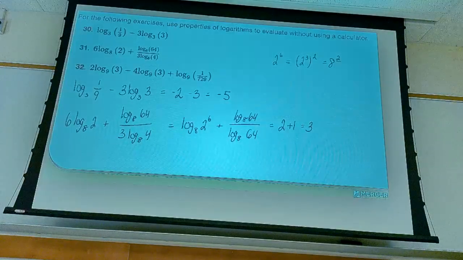Like going this way, the way that we were going at first. Log base 8 of 2 is a third. What's 6 times a third? 6 times 1/3, and so 6 divided by 3. 2. See that? So multiple ways to approach this, right?